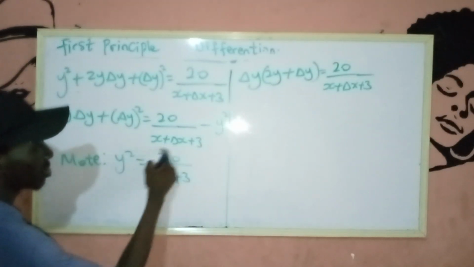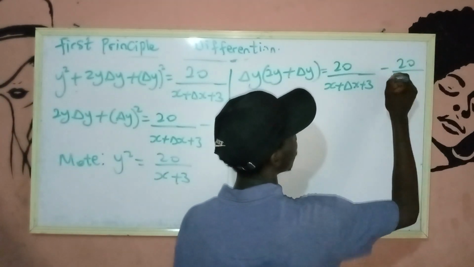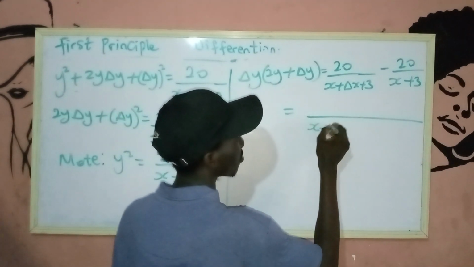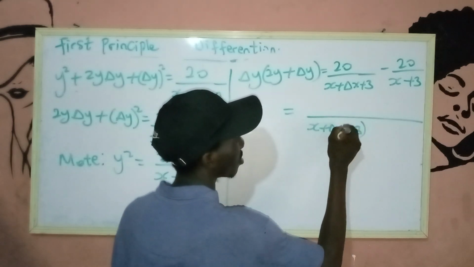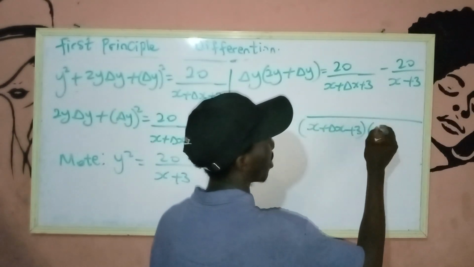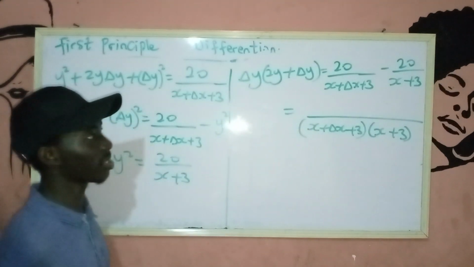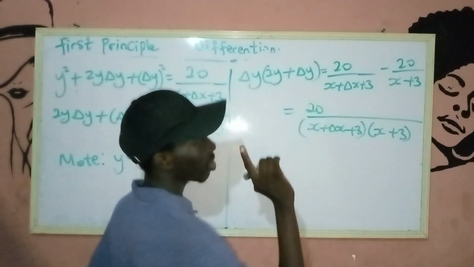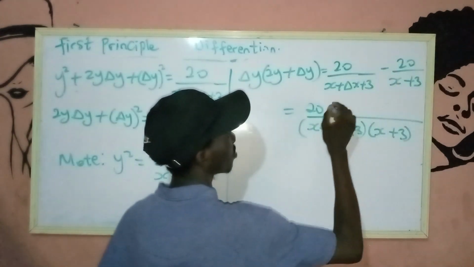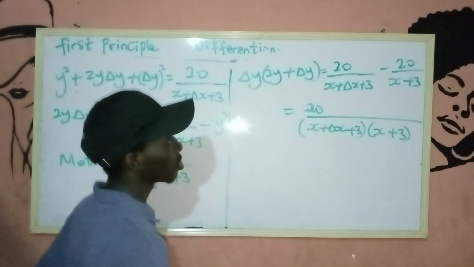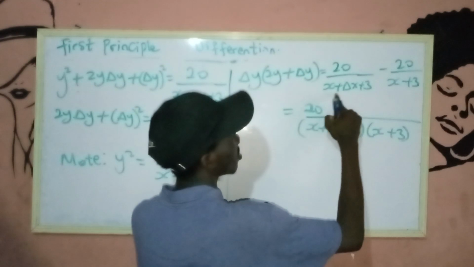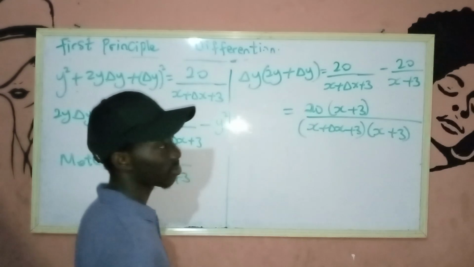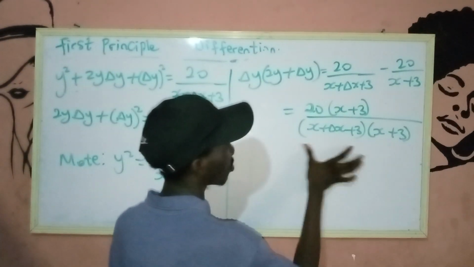Now what is y squared? This minus 20 over x plus 3. The LCM is x plus change in x plus 3 times x plus 3. And here the 20 is common, I can factorize the 20. Well, to avoid making mistakes, I'll do it one by one. So here, this in this gives x plus 3. Can you see that?